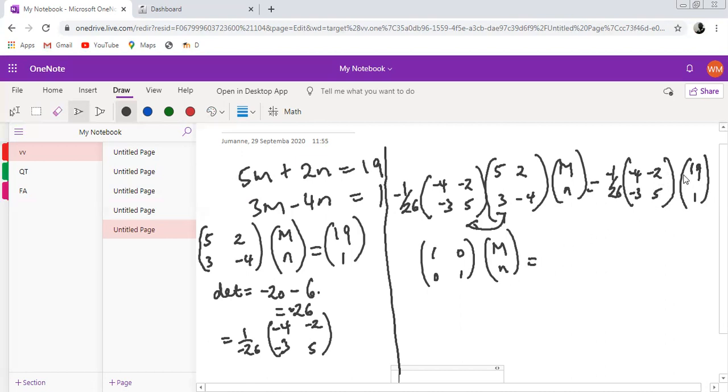Let us multiply these matrices. Let us first leave out our negative 1 over 26. Let us multiply this row by this column. Negative 4 times 19 gives us negative 76, plus negative 2 times 1, which is negative 2. It gives us negative 78.